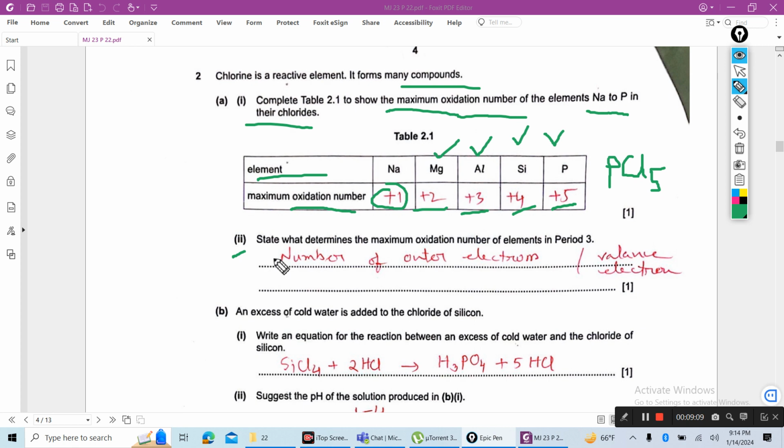Number 2, state what determines the maximum oxidation number of an element in period 3. Maximum oxidation number is determined by the number of outer electrons or valence electrons. Maximum oxidation number shows how many electrons are there in its outer shell.